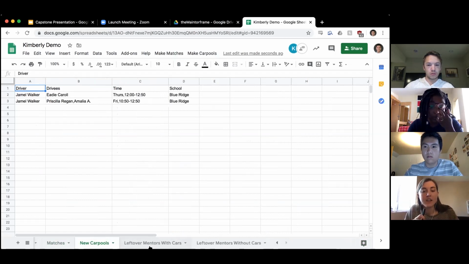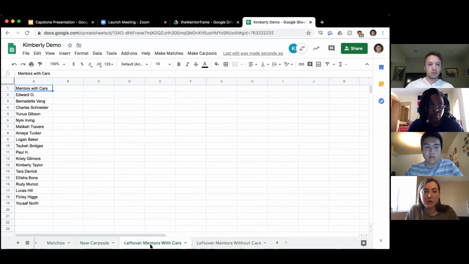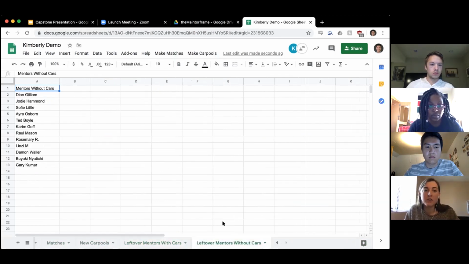We'll also have a sheet that shows you the mentors with cars. That's important because then the interns can email these people and say, okay, you have a car, you'll just do your transportation on your own. The people without cars will be on another sheet. So you can click that, and through there the interns can see who can ride the van. This creates the smallest list possible that they'll have to manually match together.